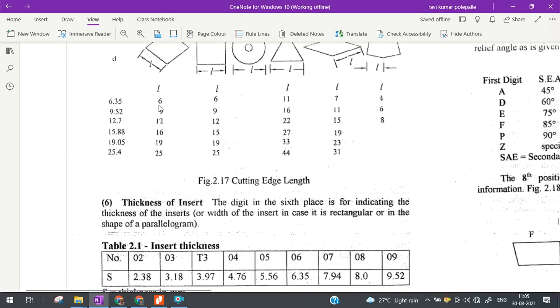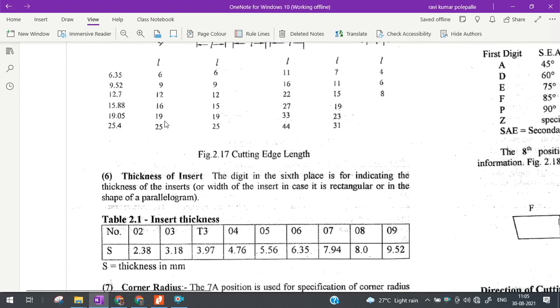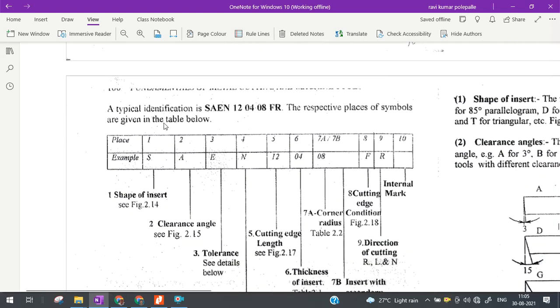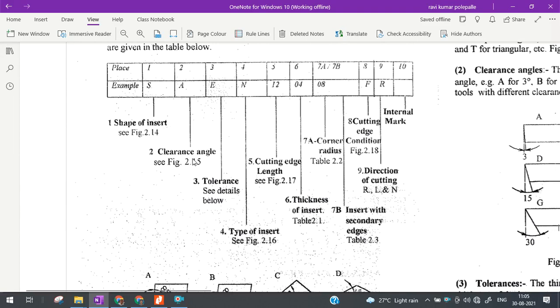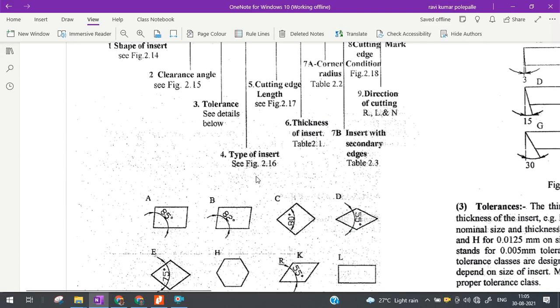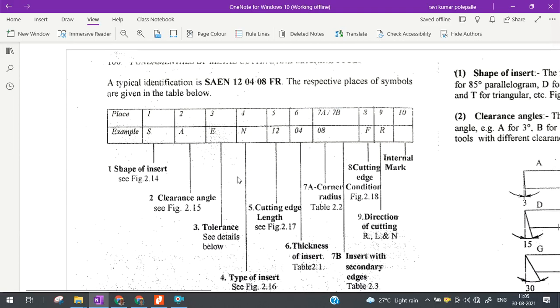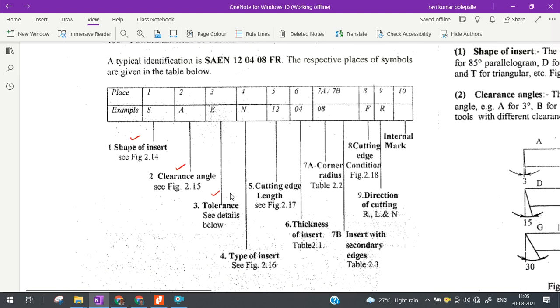If you look to the details, we can find multiple details here. The first one is the shape of the insert. Serial number 1 stands for the shape of the insert. The second one stands for the clearance angle. Third is the tolerance. 4 is the type of the insert. We'll see what is the meaning.